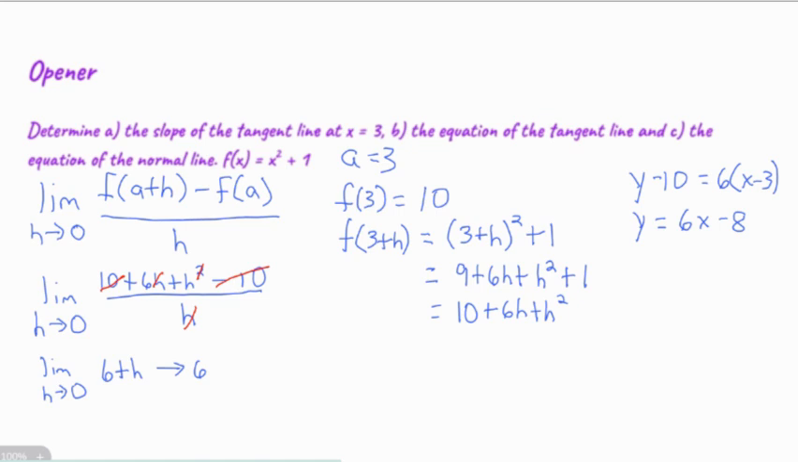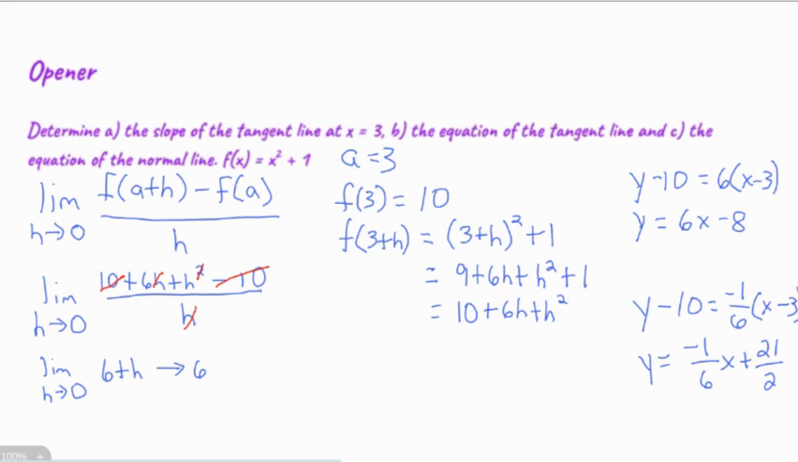And now we're going to get the normal line. So the normal line is y minus 10 equals negative 1/6 times x minus 3. We distribute, we get positive 3 over 6, which would be 1/2, plus 10 is 10.5, which would be 21/2. So we end up with y equals negative 1/6 x plus 21 over 2.